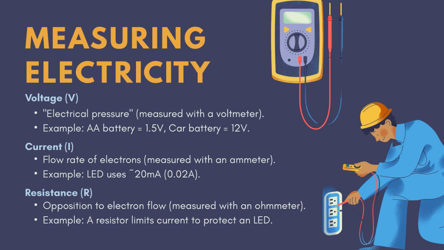Current is the flow rate of electrons passing through a point in the circuit, and we measure it with an ammeter. For instance, an LED typically uses about 20 milliamps, or 0.02 amperes, of current to operate properly. Next, voltage, represented by V, is often called electrical pressure. You can think of it as the push that drives electrons through the circuit, and we measure it with a voltmeter. For example, a typical AA battery provides around 1.5 volts, while a car battery supplies about 12 volts.